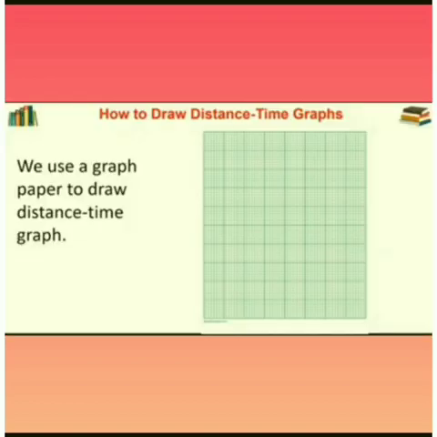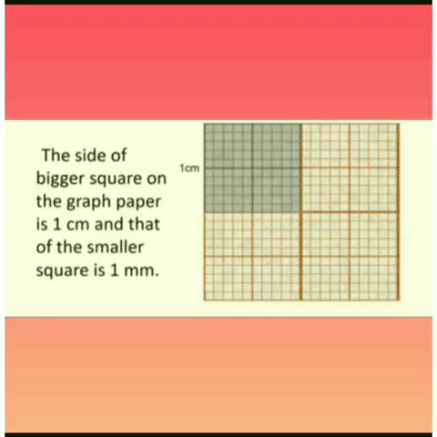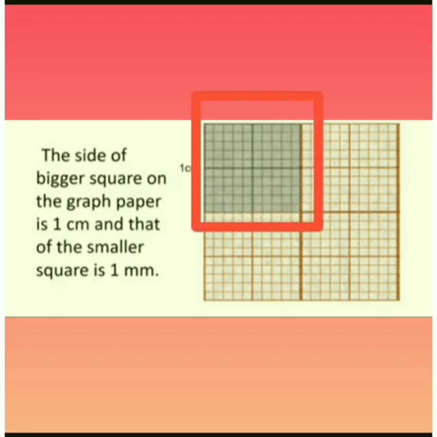Now let's have the last topic of this chapter, the distance time graph. So how to draw a distance time graph? We use graph paper to draw a distance time graph. See, this type of graph paper you may have seen. Here the side of the bigger square on the graph paper, this bigger square, is 1 centimeter, and that of the smaller square is 1 mm.